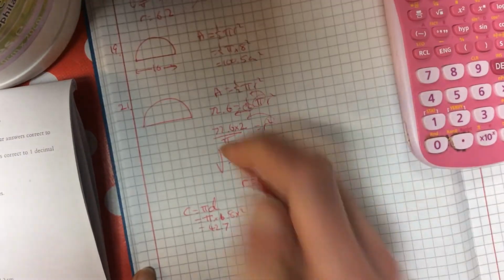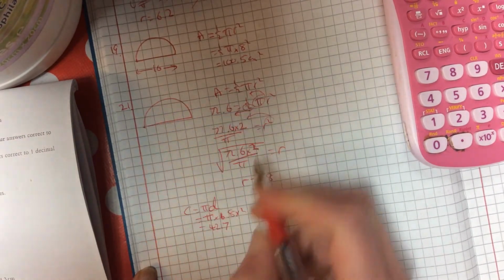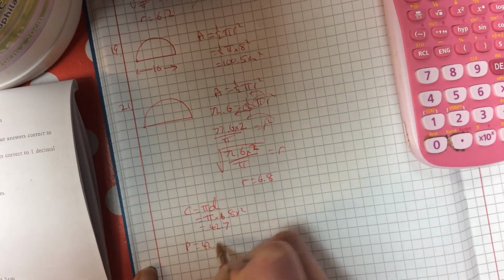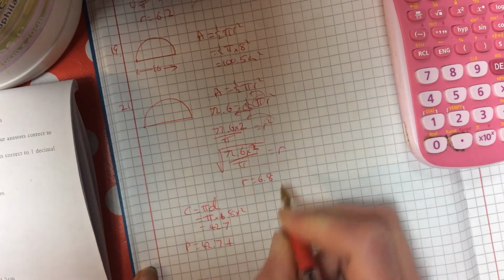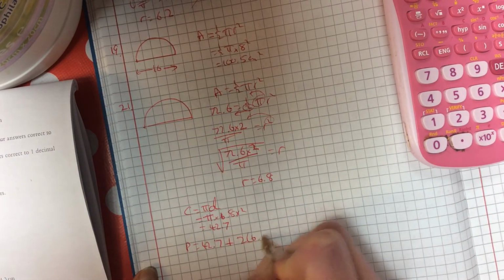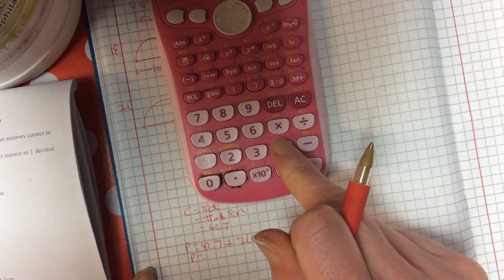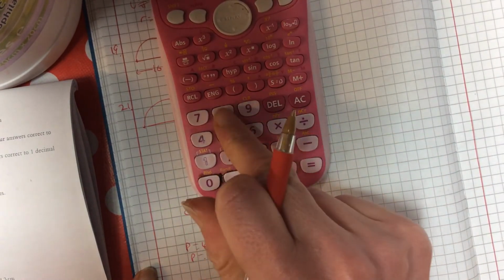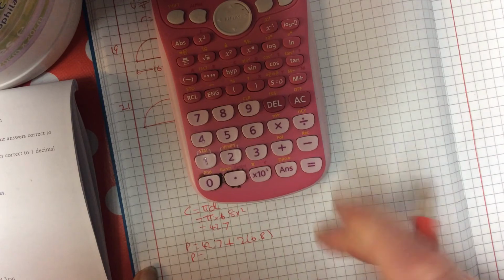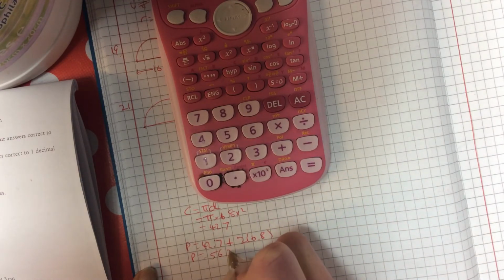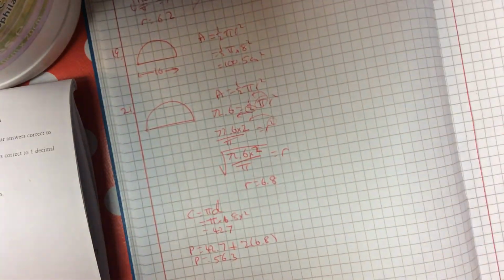Okay. Now you want the perimeter. I've just worked out the curved bit. So it's 42.7 plus the diameter, which is 2 times your radius. So I've got the 42.7 in the calculator, just plus 2 times 6.8 to give you an answer of 56.3. Quite a hard one there.